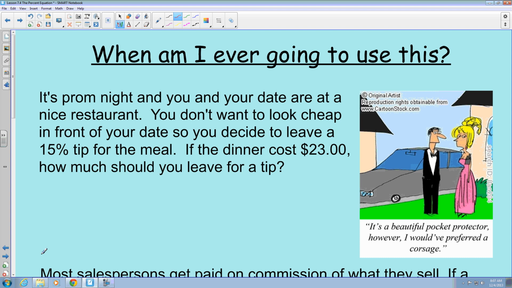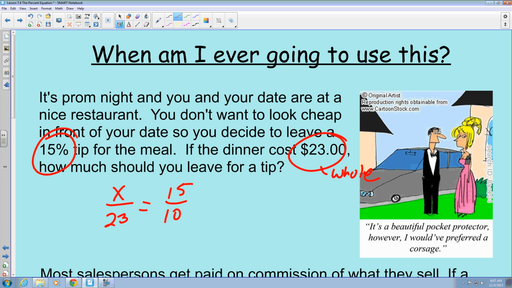So this $23 here is the whole, and this is the percent, so what we're missing is the part. The part is the tip. And so we have x over 23 equals 15 over 100. When I cross multiply, it's 100x equals 345. Divide both sides by 100. That means that if the bill costs $23 and you want to leave a 15% tip, you're going to leave $3.45.